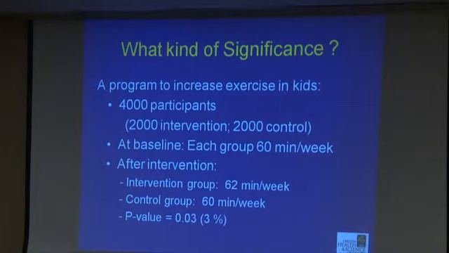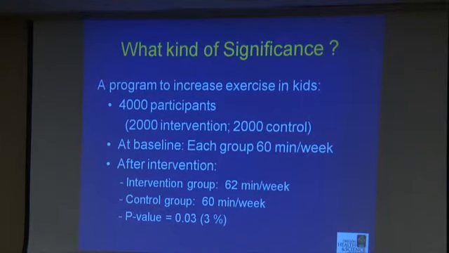So we do the intervention. This was $530,000. It took us 18 months. Everybody was working at it. And at the end of this 18 months and all this money, the intervention group was measured, and they were getting 62 minutes of exercise a week. And the control group hadn't changed. They were still getting 60 minutes of exercise a week. And this was a statistically significant difference. So the difference between this group of 62 minutes a week and 60 was at a p-value of 0.03.